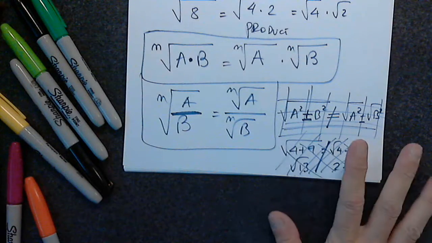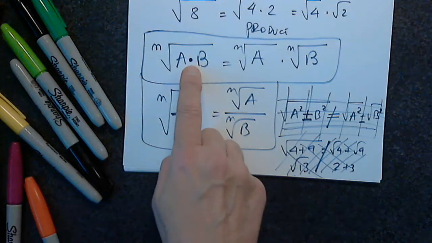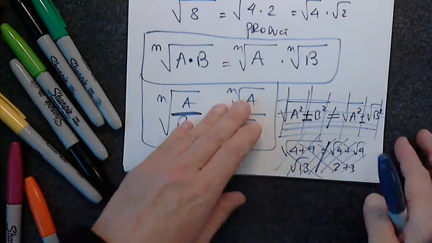See here, sum or difference? No. Ratio? Yes. Product? Yes. Okay. So let's go back to more simplification of radicals.